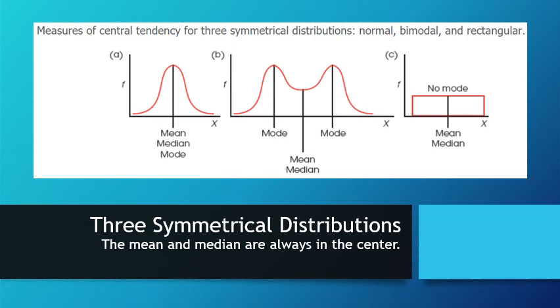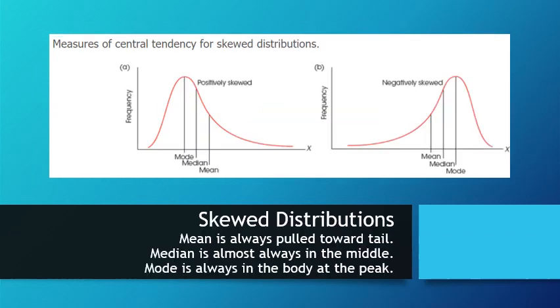Because all the scores in your distribution have exactly the same frequency. There's either one of each score, or maybe there's two of each score, or maybe there's 10 of each score. But every score in your distribution, if it has the exact same frequency, there is no mode. And that's okay for there not to be a mode. It's just called a rectangular distribution. However, there is always a mean and median. And again, for all symmetrical distributions, the mean and median is always in the center.